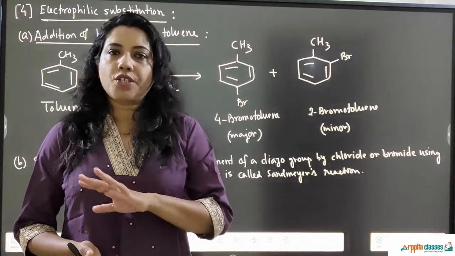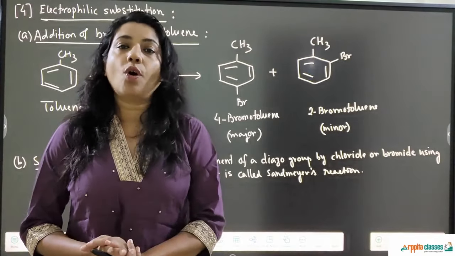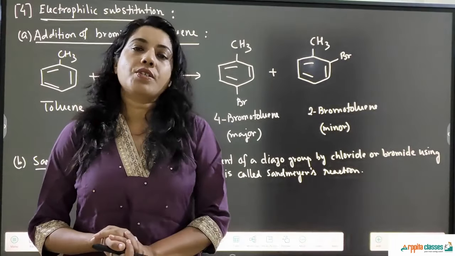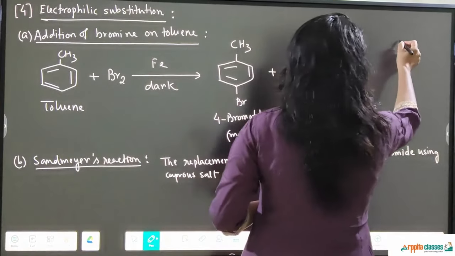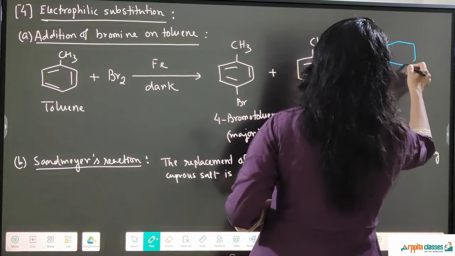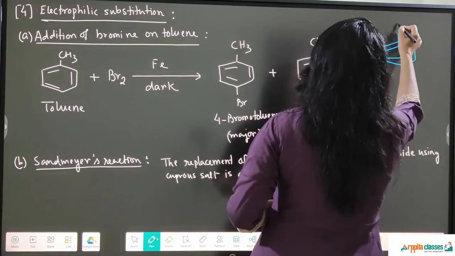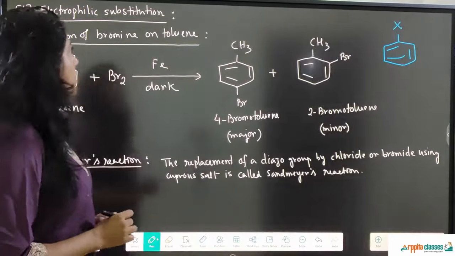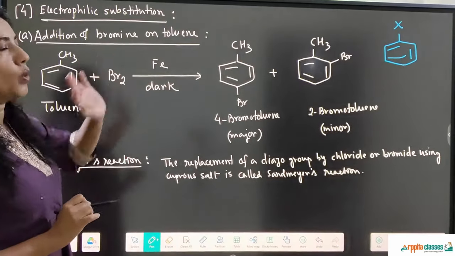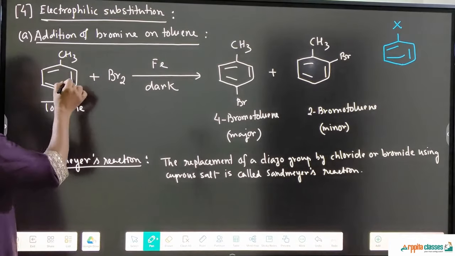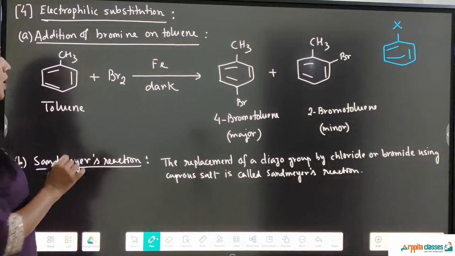With the Swarts reaction we have completed all the preparation of haloalkanes. Now we are starting with the preparation of haloarenes. What are haloarenes? I hope you remember, when the halogen atom is directly attached to the aromatic ring, it is called a haloarene. The first method is the addition of bromine on toluene. What is toluene? Toluene is CH3 attached to a benzene ring.